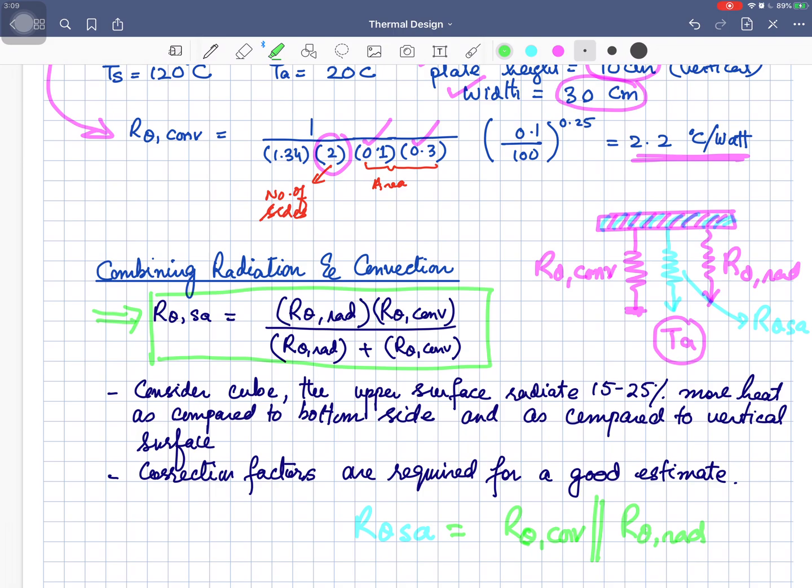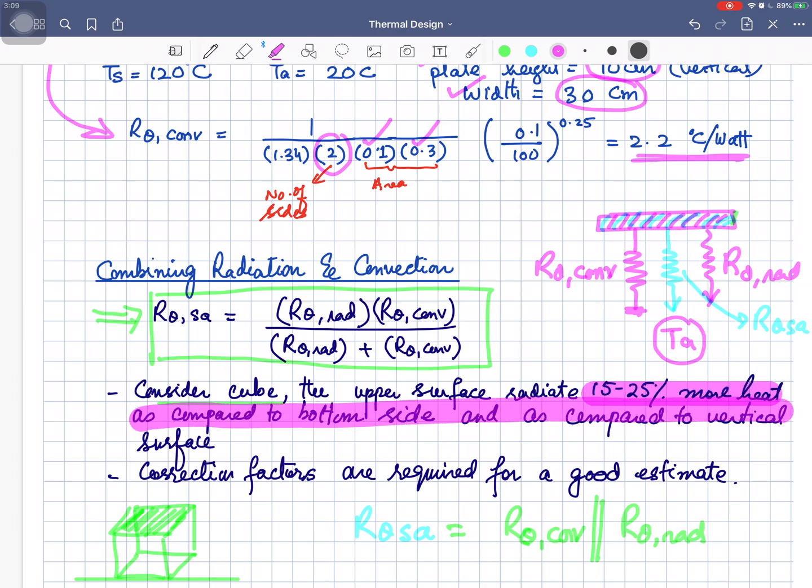Now some parts of a surface give you more radiation as compared to other parts. Let's consider the case of a cube. If we have a cube, the upper surface can radiate more heat as compared to the bottom side if it is placed over something. So the radiation can be more from the upper surface. Usually for a cube, the upper surface radiates 15 to 25% more heat as compared to the bottom side, or if we compare it with the vertical surface. So we need some correction factors for a good estimate of the thermal resistance.